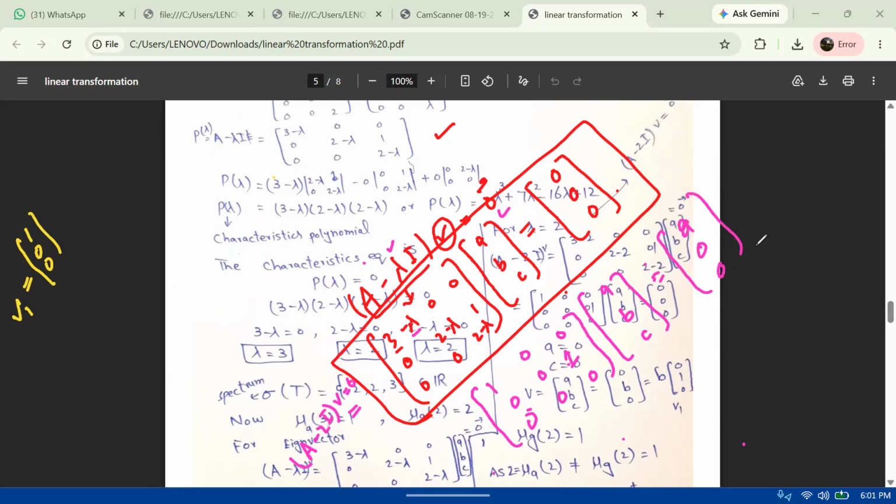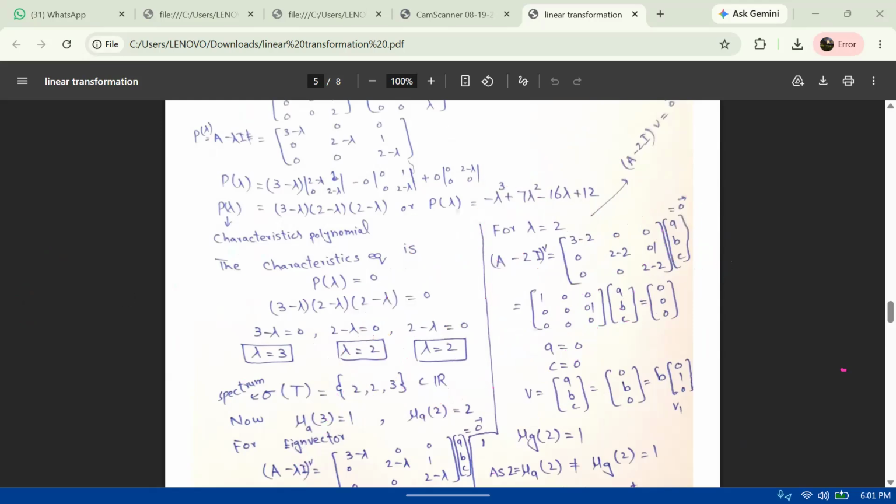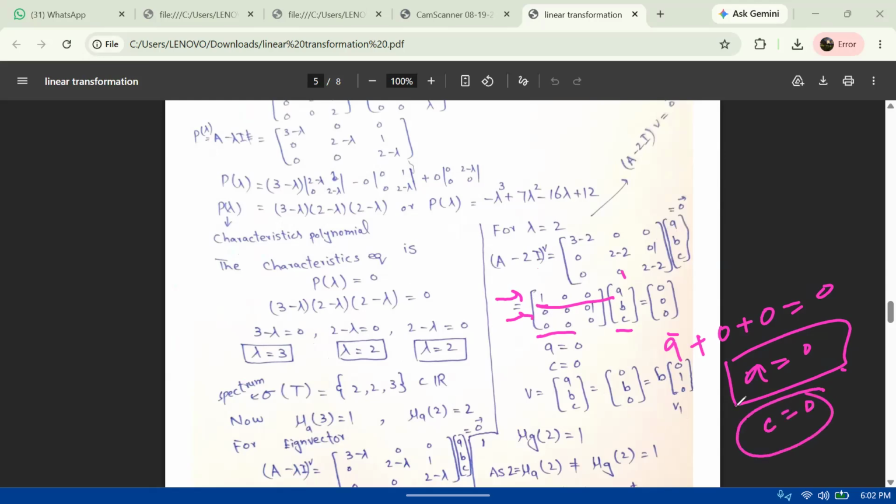Again I am repeating, you have 3 minus 2, it's 1, and 2 minus 2, it's 0, 2 minus 2, it's 0. So clearly you get this system here. You multiply this with this, and you get a plus 0 plus 0 equal to 0. So this equation gives you a equal to 0. And when you multiply with the first one, you get c equal to 0. So your a and c are 0.